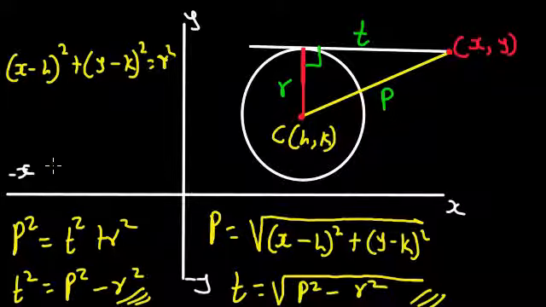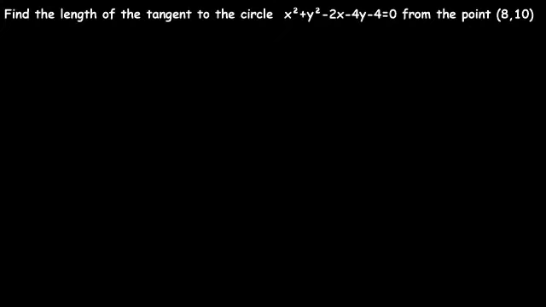Now let's put this into practice and see how it works. Example number 1. Find the length of the tangents to the circle x squared plus y squared minus 2x minus 4y minus 4 equals 0.